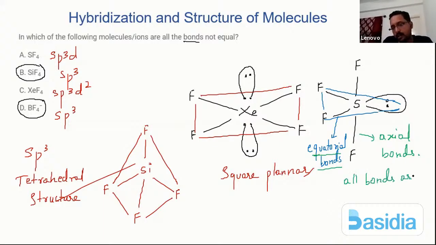All bonds are not equal. So please make a note. The simple reason is axial bonds are not equal to equatorial bonds, because axial bonds are slightly longer compared to the equatorial bonds. I hope the point is clear. Okay. SF4.